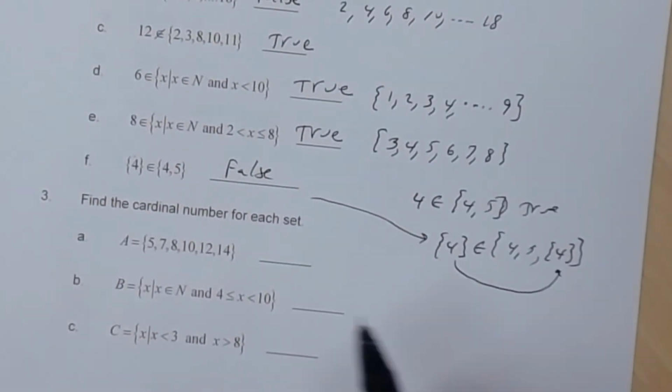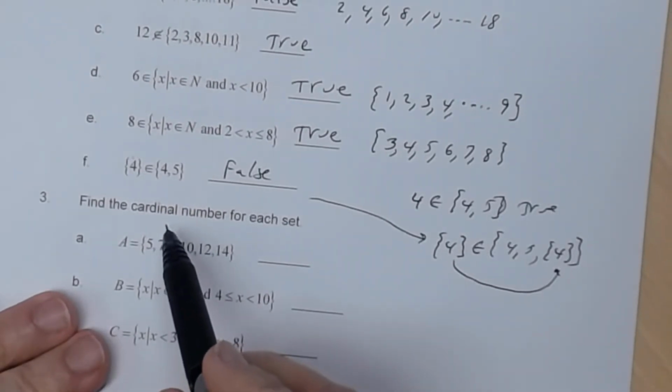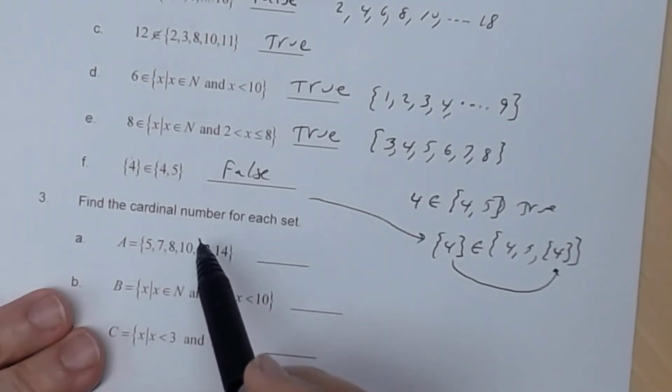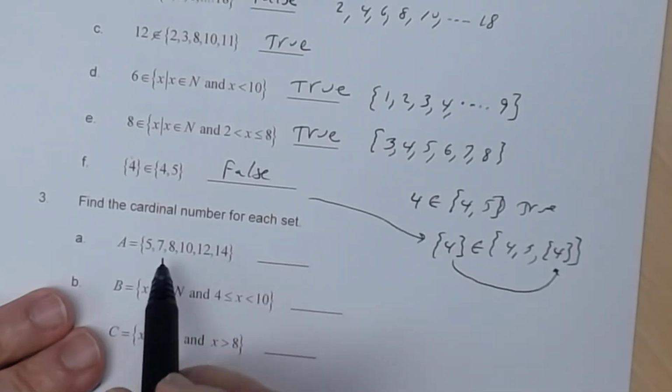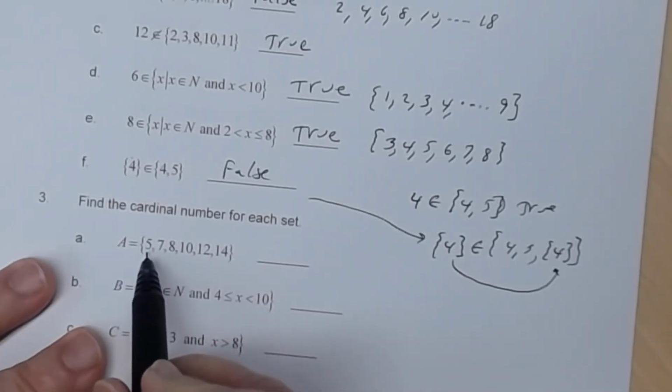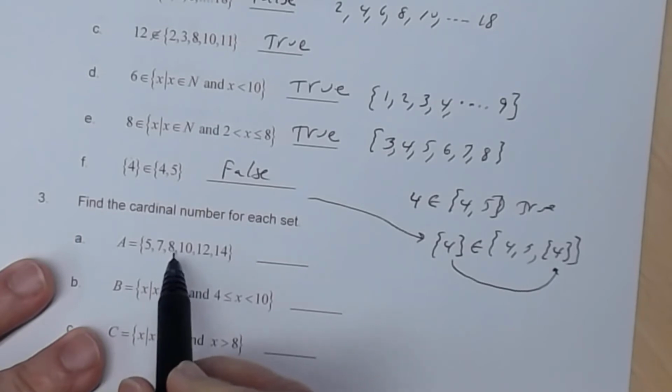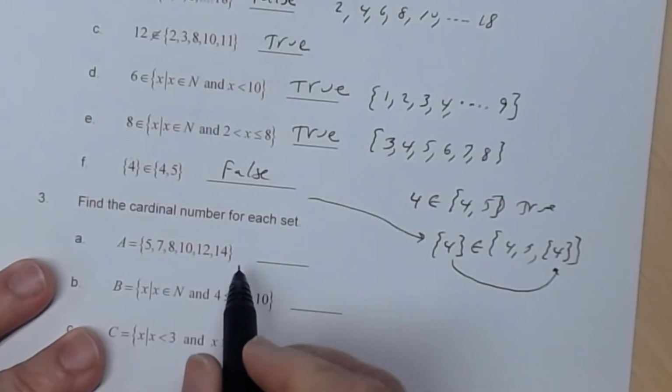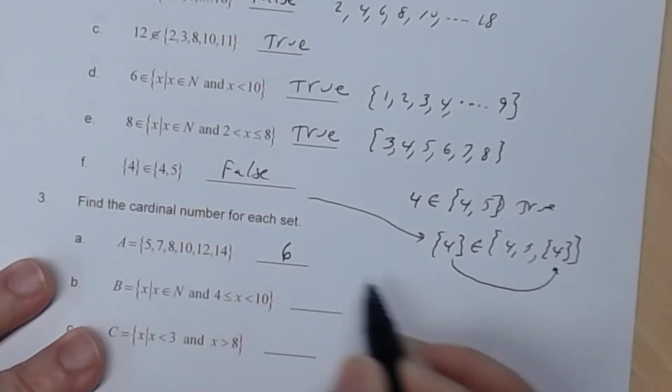Okay, now here you want to find the cardinal number. So remember, the cardinal number is the number of distinct elements in the set. So in part A, you can just count these, and they're all distinct. So that's 1, 2, 3, 4, 5, 6. So the cardinal number for this set is 6.